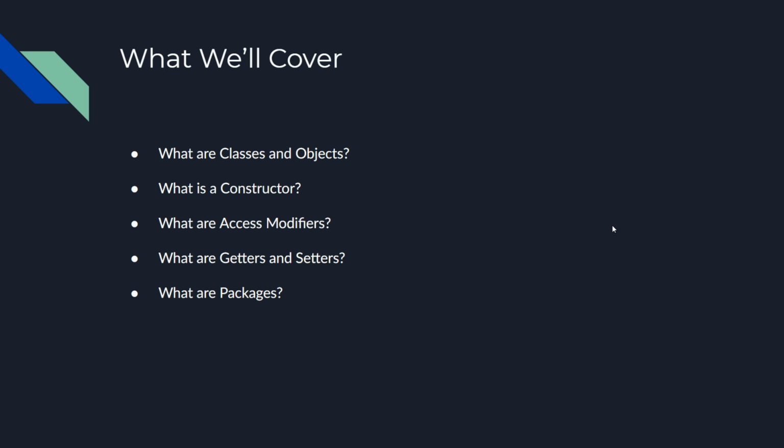Today what we're going to cover are what are classes and objects, basically what is this stuff and why does it exist. We'll go over what is a constructor, and access modifiers, getters and setters, and packages. A lot of this is going to sound like nonsense to you right now, but I promise you by the end of this, you will have some understanding of what each of these things are and how to use them in your program. Any questions before we get started?